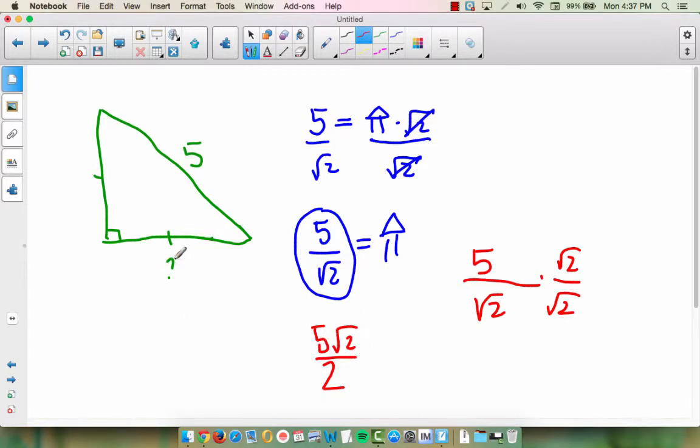That would be this side here, 5 root 2 over 2, because it was a 45-45-90 or a right isosceles triangle. We know that these measures here are 45 degrees, and we would know that this side here is 5 root 2 over 2.